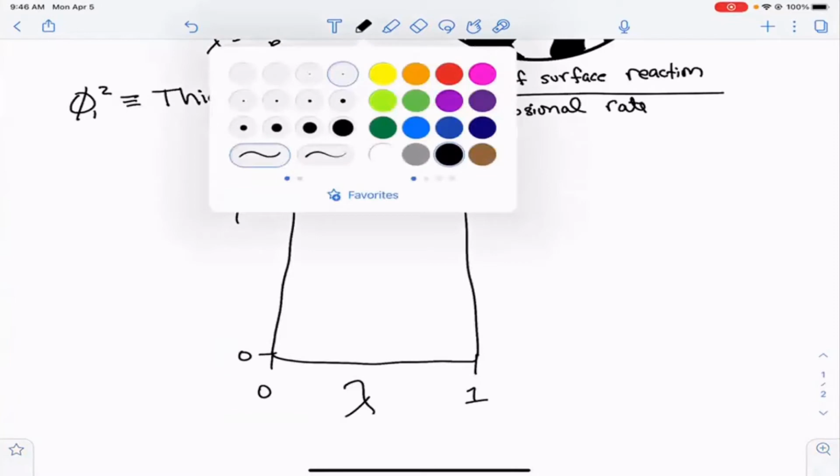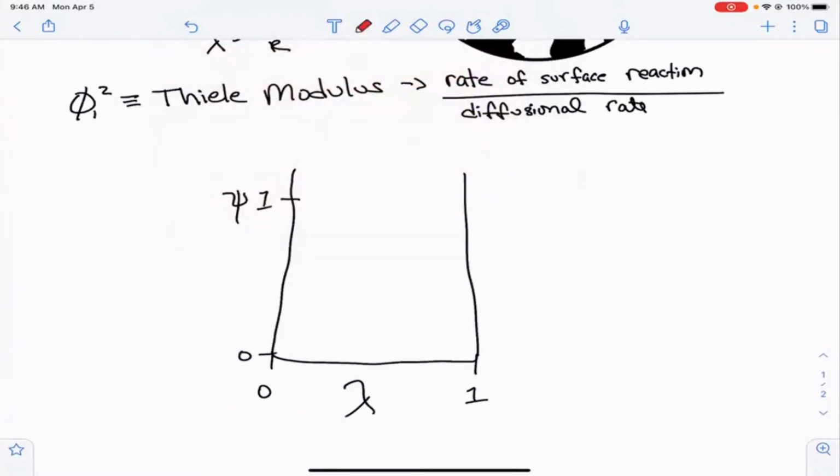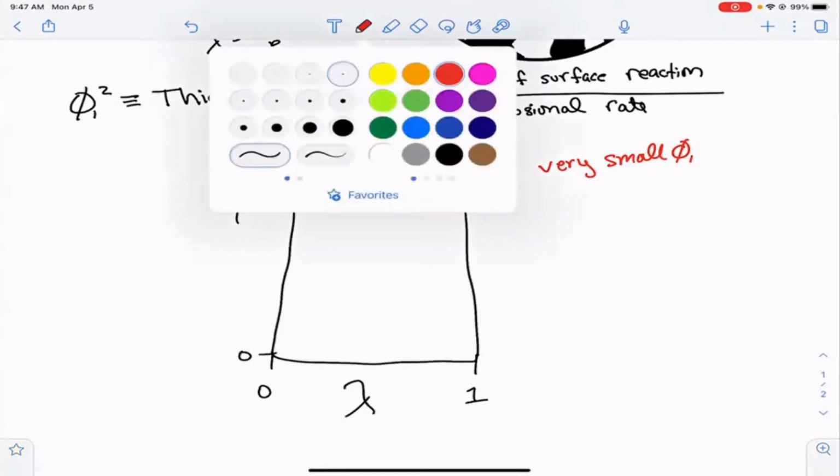And then we really discussed a few cases. One was when you would have a very small value for this Thiele modulus. When that's the case, what that really means is that the rate of reaction is slower than the diffusional rate, or you can provide reactants at the rate that they are desired at the catalyst surface. Because of that, there really isn't much of a concentration gradient when you have small values for the Thiele modulus. In fact, that line can be pretty flat.